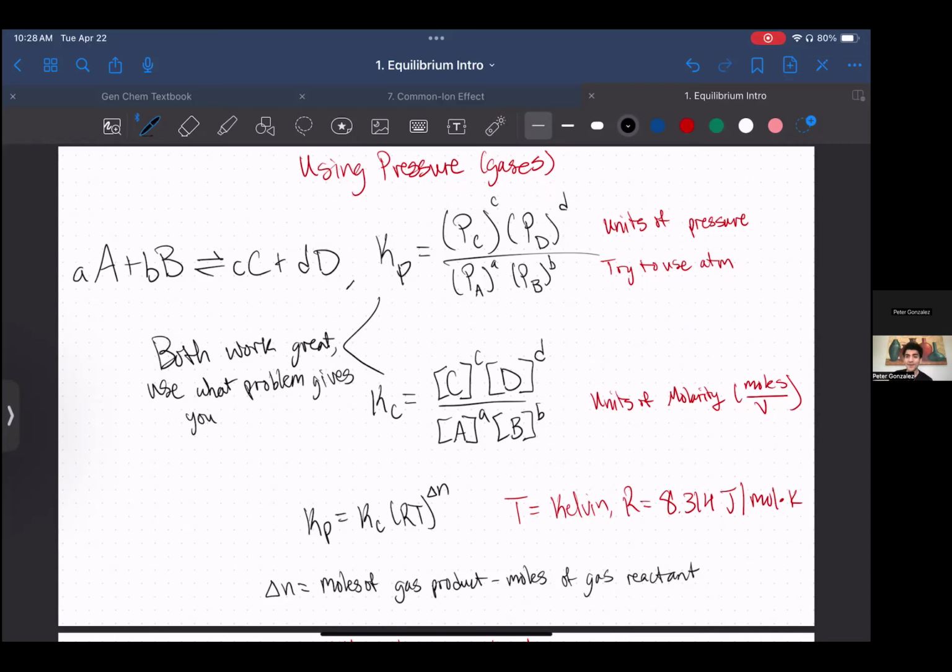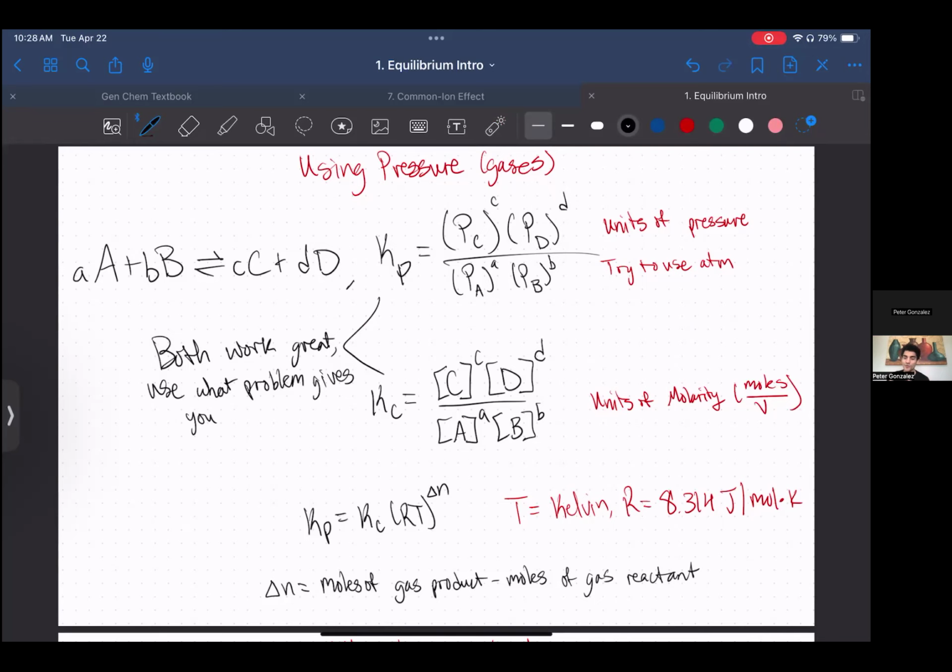So whether it be Kp, Kc, it doesn't matter. They're both equilibrium constants, and it will tell you if you make a lot of product, or if you make a lot of reactant, or if you make neither and the reaction sucks, you know? So just try to find whatever is easiest. And that's my best piece of advice.